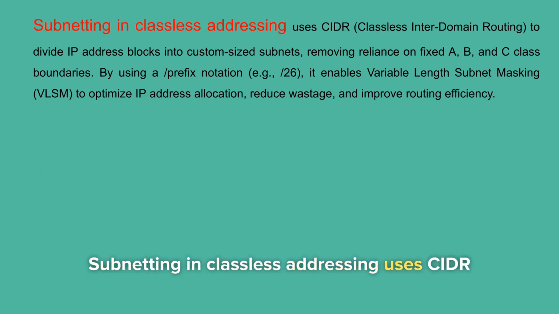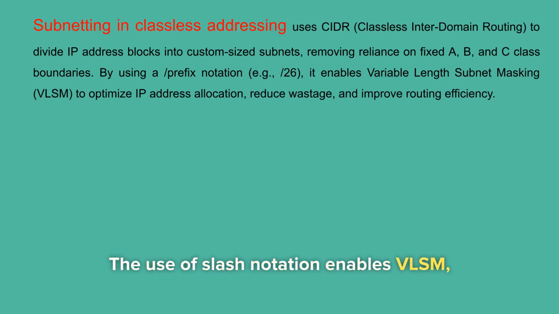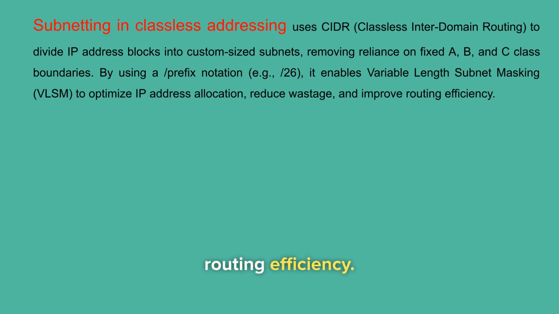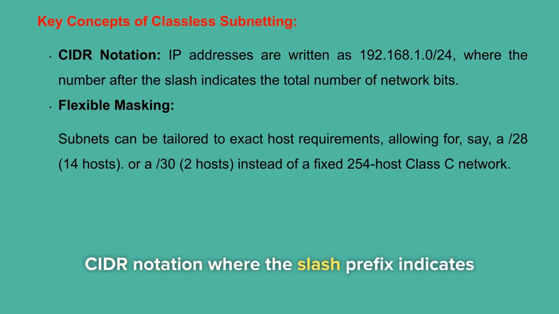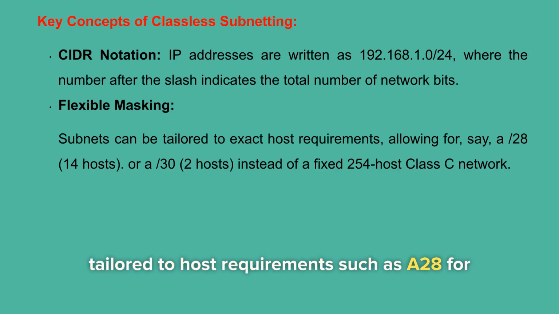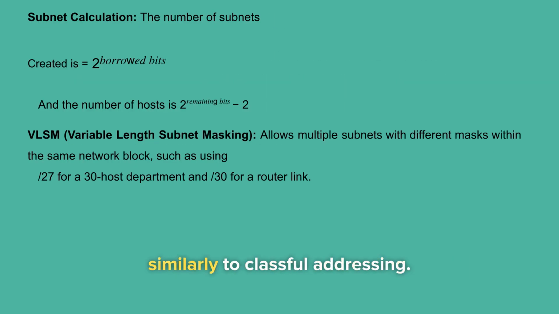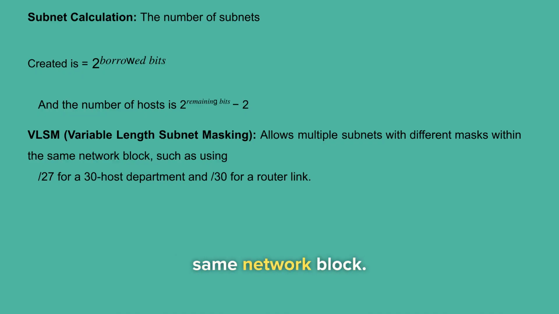Subnetting in classless addressing uses CIDR to create custom-sized subnets, moving away from fixed class boundaries. The use of slash notation enables VLSM, optimizing IP address allocation and improving routing efficiency. Key concepts of classless subnetting include CIDR notation, where the slash prefix indicates the total network bits. Flexible masking allows subnets to be precisely tailored to host requirements, such as a /28 for 14 hosts. The number of subnets and hosts is calculated similarly to classful addressing. VLSM permits different size subnets within the same network block.